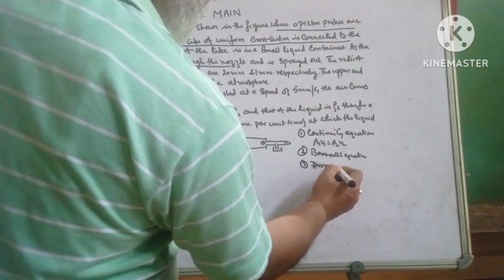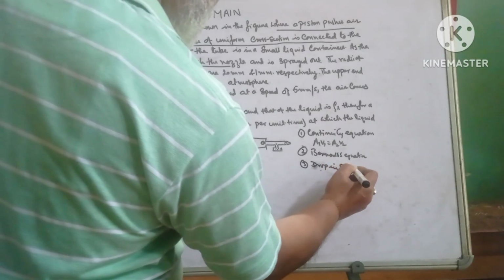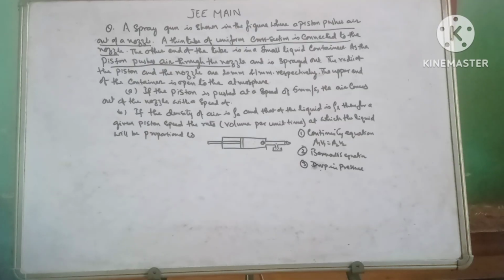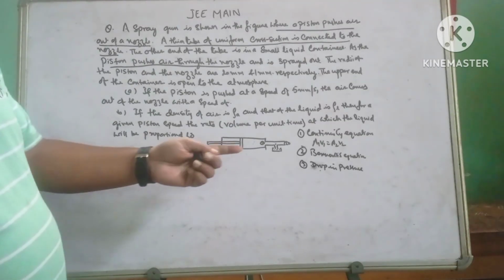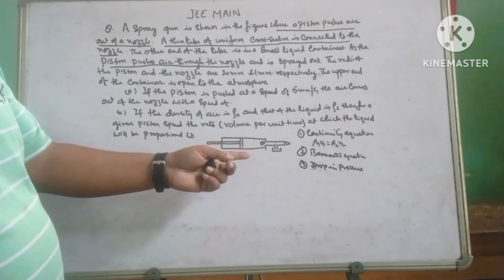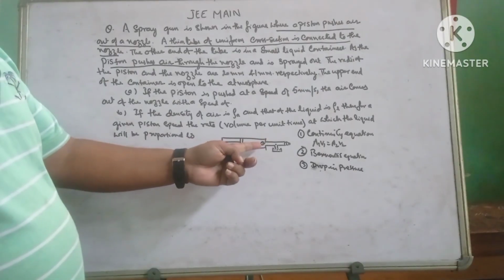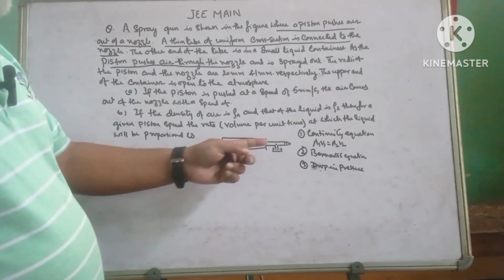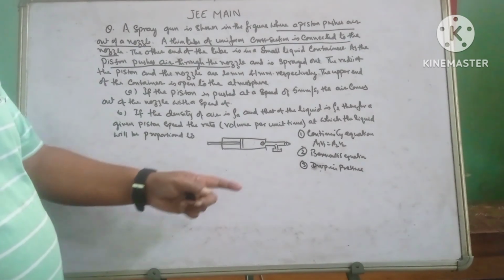Drop in pressure. There is a drop in pressure. So here, see, the theory lying behind it: because of this continuity equation, here the velocity increases. That means the velocity of the air increases.